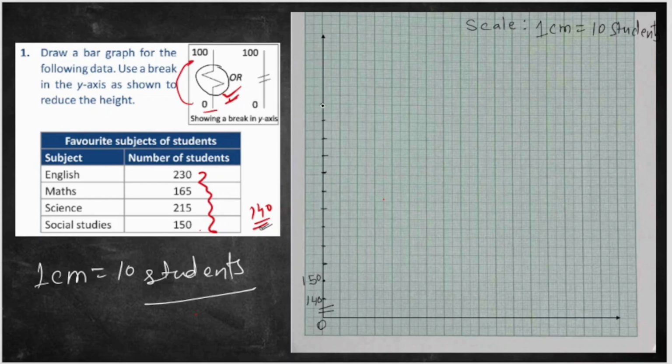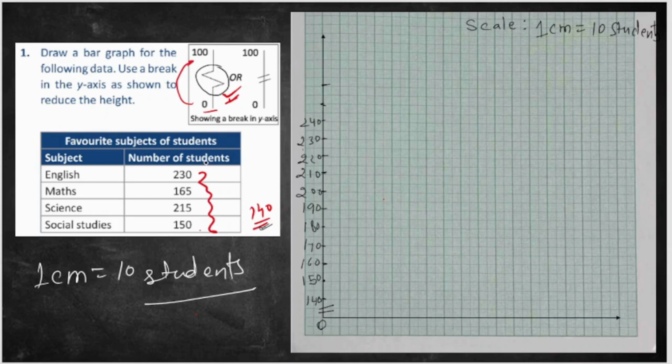Now let's see how many we want. Accordingly we will write these numbers. So 150, then 160, 170, 180, 190, 200. We need till 230. So 210, then 220, then 230. You can write 240 here also. So like this we have written these numbers.